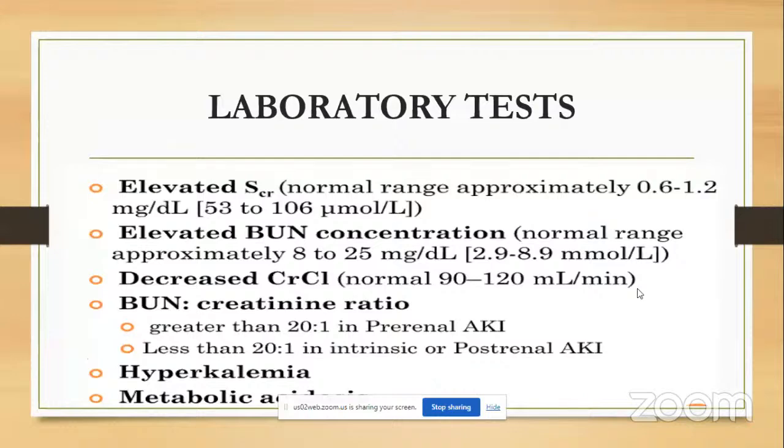There are certain tests which are commonly used for the diagnosis and for the monitoring of AKI, like elevated serum creatinine, elevated BUN, decreased creatinine clearance, BUN creatinine ratio, hyperkalemia, and metabolic acidosis.